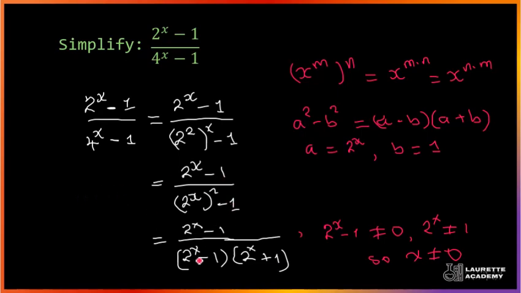Okay, with that we find that we can cancel the denominator and the numerator. Here we can cancel 2 to the power x minus 1 in the denominator with 2 to the power x minus 1 in the numerator. So we are left with 1 over 2 to the power x plus 1.